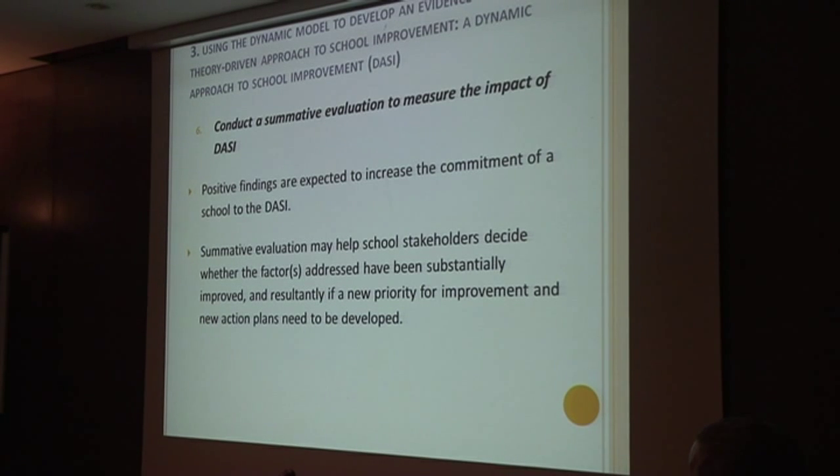Summative evaluation may reveal that the factors which have been addressed during the school year have been substantially improved. So what you need is during the next year to look at how you are targeting a different factor, a different improvement priority. We see school improvement on a continuous basis, and later on I will refer to projects which have lasted for more than 4 years.